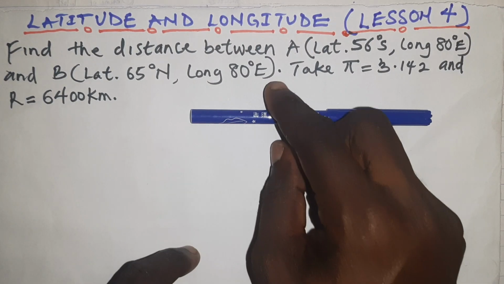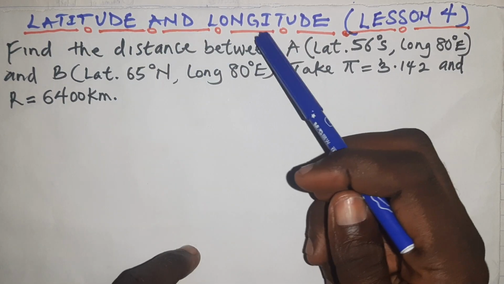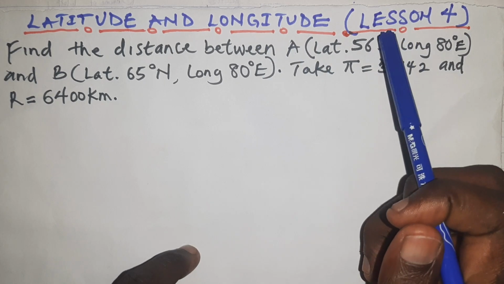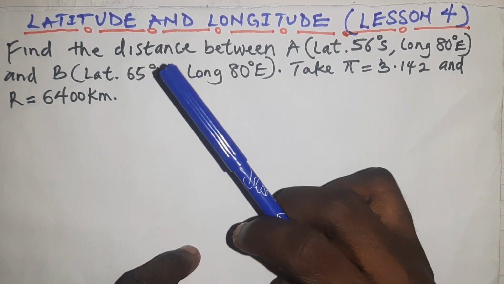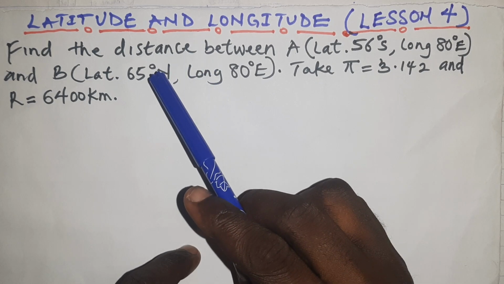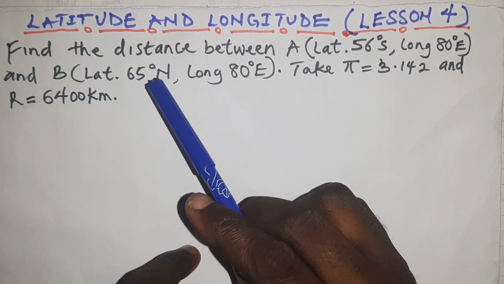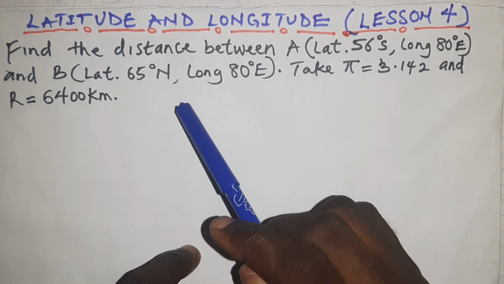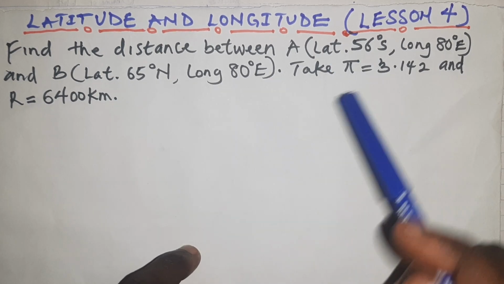Okay, so still on latitude and longitude, this is lesson 4. Lesson 1 was on the introduction, lesson 2 was on location of points on the Earth's surface, and lesson 3 was all about the great circles and small circles. So this is lesson 4.